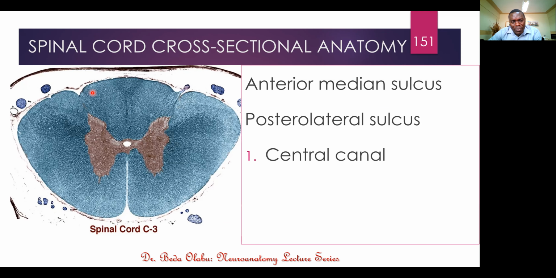At the center of the spinal cord, we have a canal. We call it the central canal of the spinal cord. The central canal of the spinal cord contains cerebrospinal fluid. Having said that, we then expect that it is lined by ependymal cells.